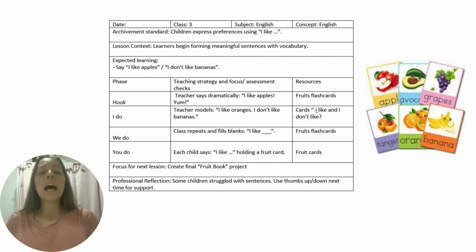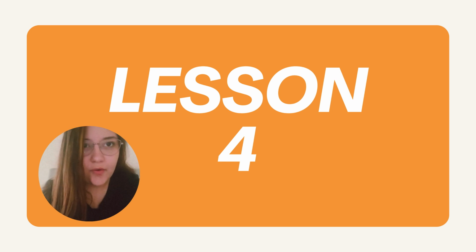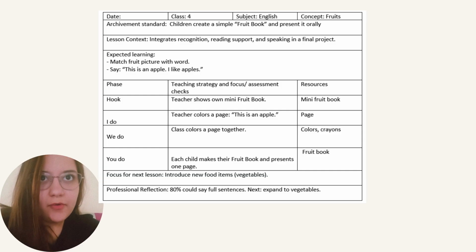Lesson 3. In lesson 3, children practice expressing preferences with sentences like I like apples or I don't like bananas. We start with a fun hook. The teacher says, I like apples, yum, and models other examples. Then the class repeats and completes I like, and each child says their sentence with a fruit card.